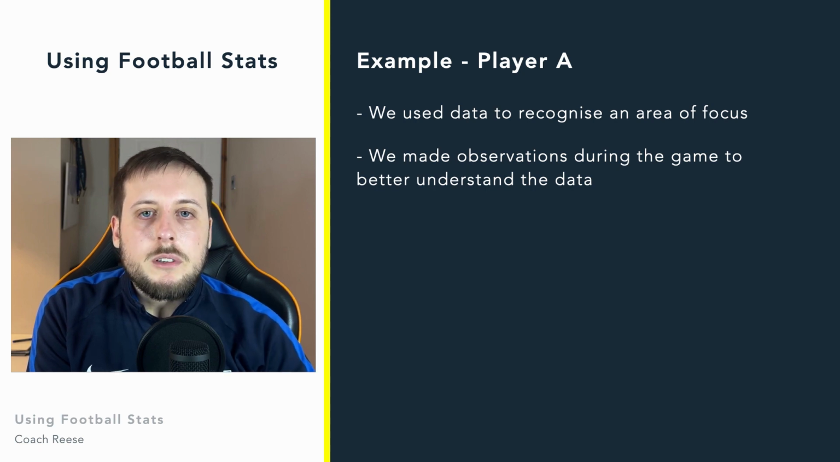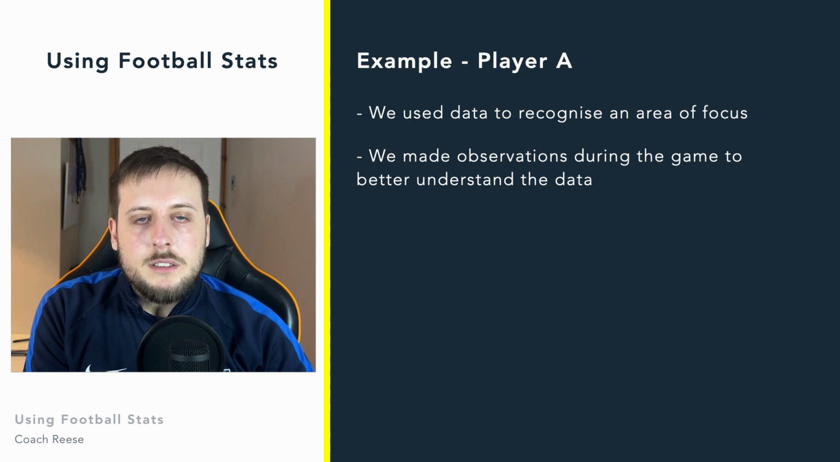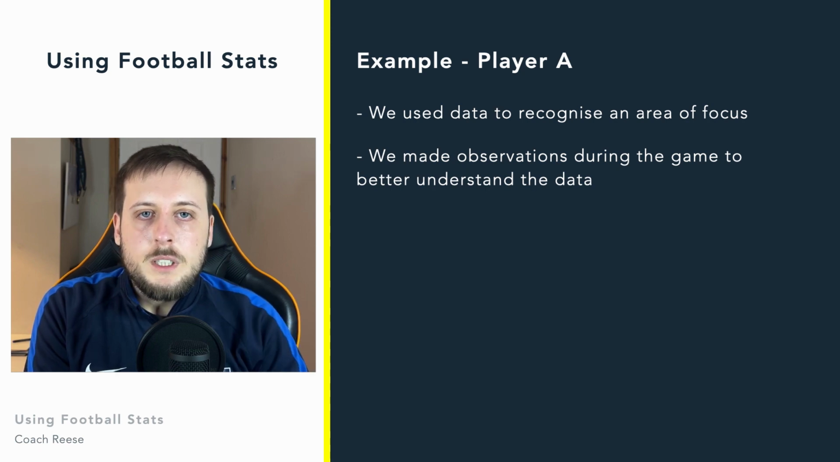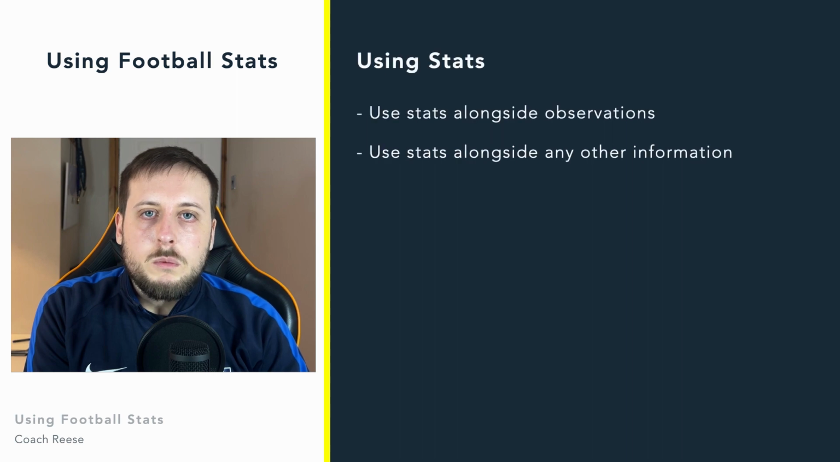And this can be the same for any stat. So expected goals, we notice that our team are having a high expected goals but only returning a low number of actual goals. And it might be simply a case of we make an observation during the game and actually our striker isn't taking a lot of these chances, the higher quality chances that we're creating. And that's the best way to use stats. We need to use stats alongside our observations of the game and any information that we might have available alongside stats. So all three go together.